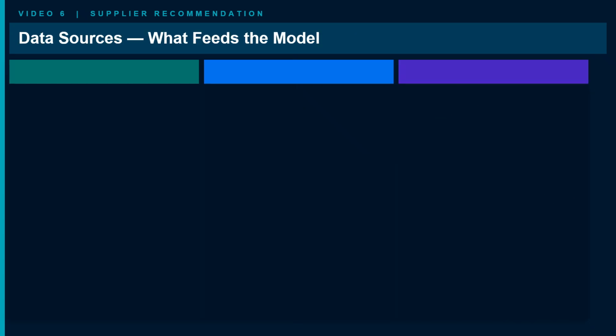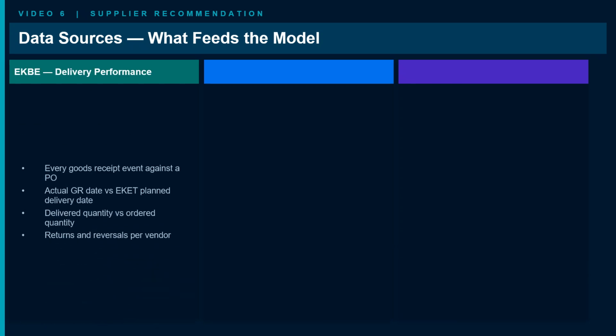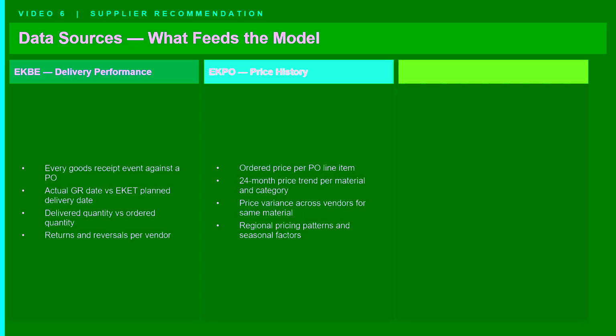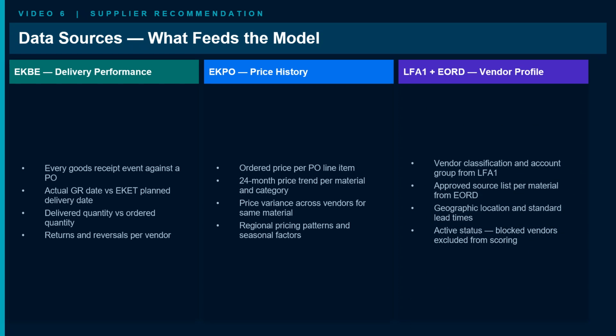3 data sources from DataSphere. EKBE for delivery performance: every goods receipt event, actual GR date versus EKET planned date, delivery quantity versus ordered quantity, returns and reversals per vendor. EKPO for price history: 24 months of PO line prices, price trend per material and category, regional pricing patterns. And LFA1 plus EORD for vendor profile, classification, approved source list, geographical location, active status filtering.